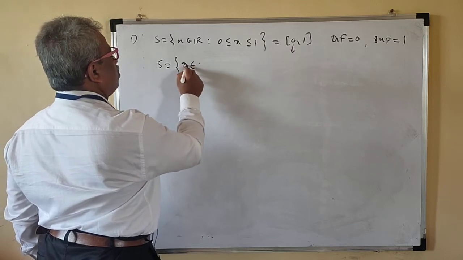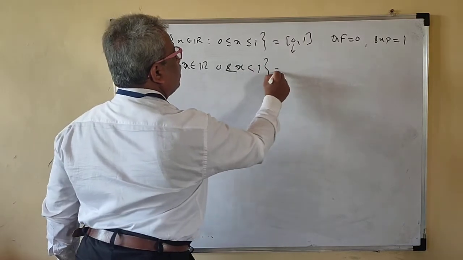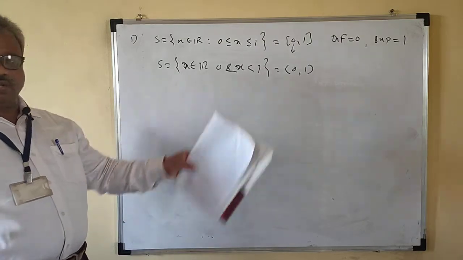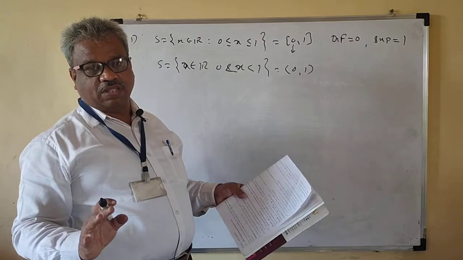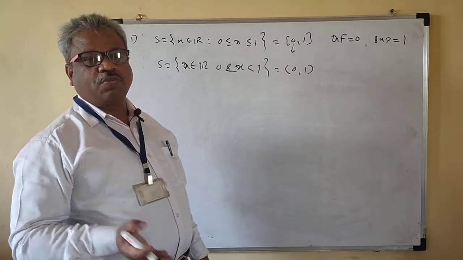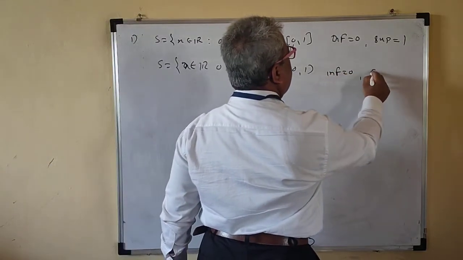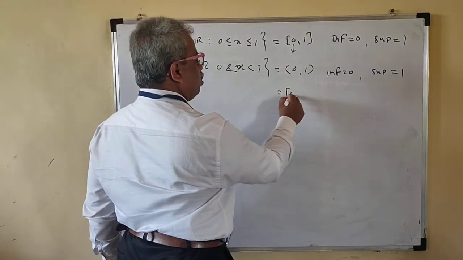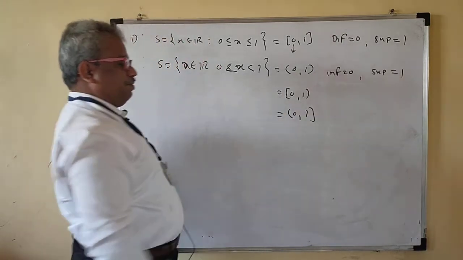But suppose your S is x belongs to R such that 0 is strictly less than x, strictly less than 1. That means this is an open interval. They will provide open intervals also. This is all numbers that lie between 0 and 1. So every number is greater than 0 and every number is less than 1. That means 0 is the lower bound and 1 is the upper bound. So your infimum is 0 and your supremum is 1 here also.